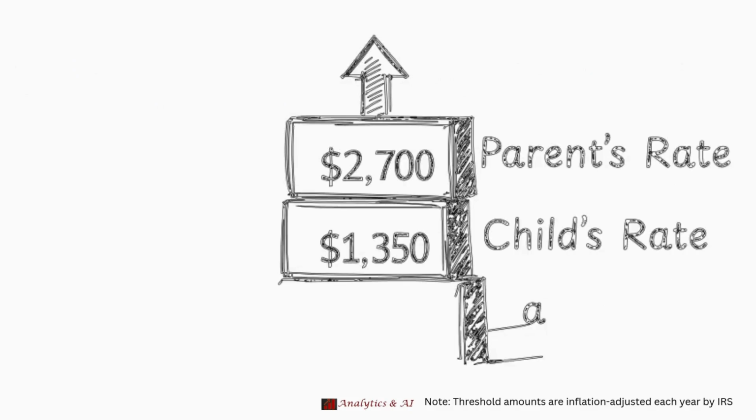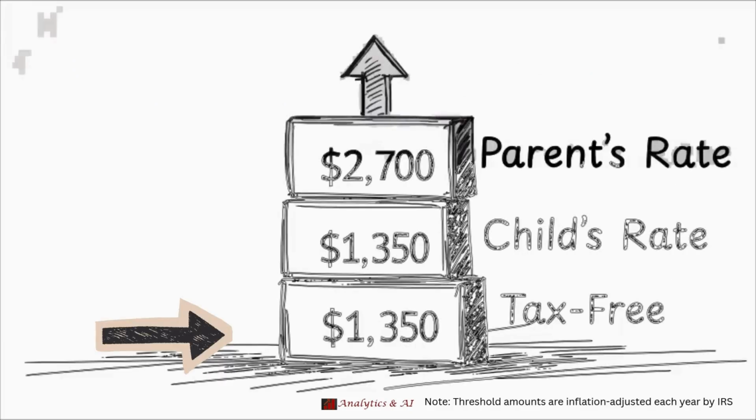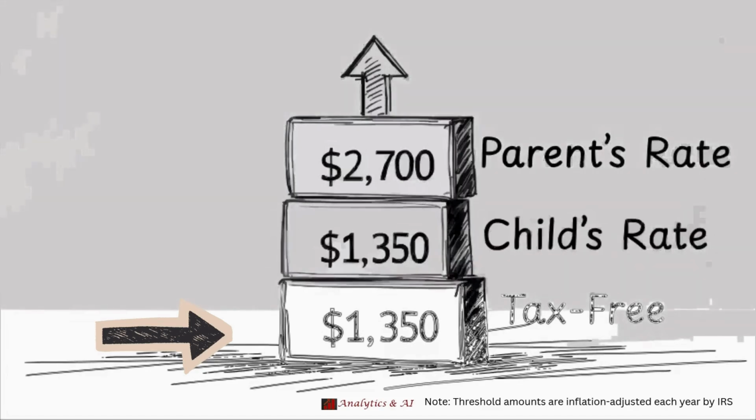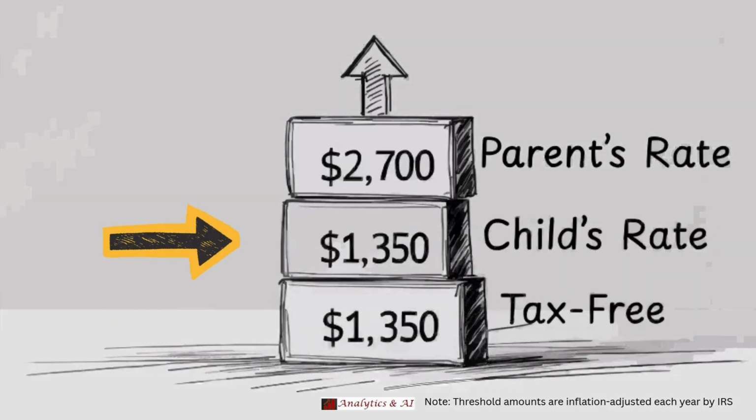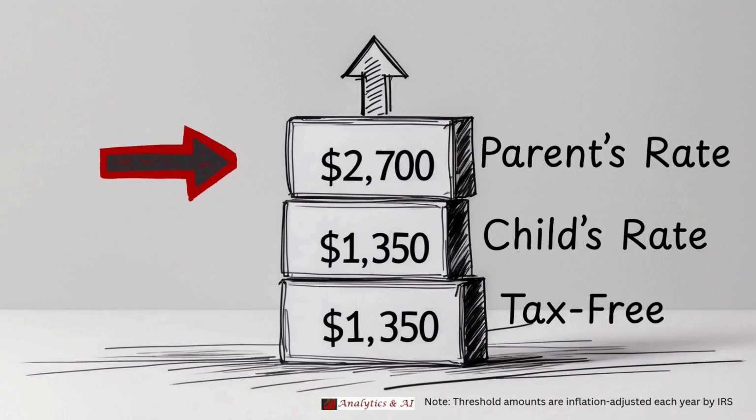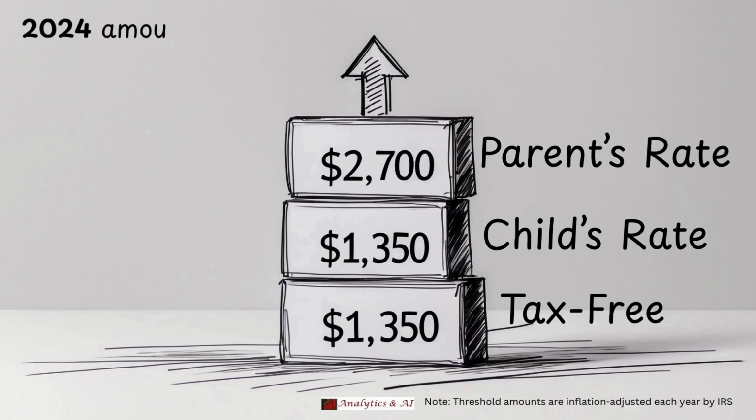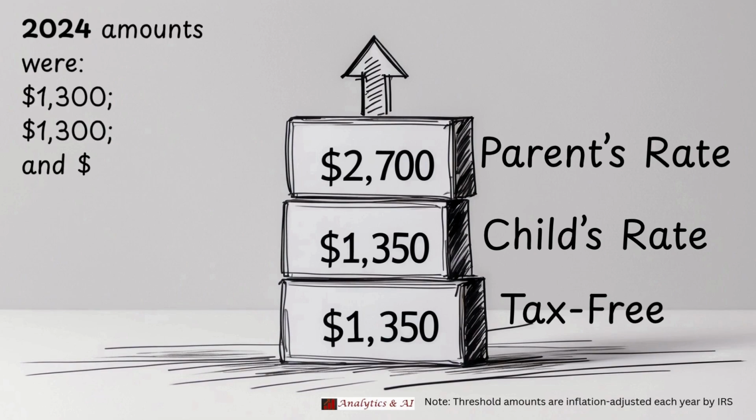The IRS adjusts the kiddie tax for inflation each year. For 2025, the first $1,350 of unearned income is tax-free. The next $1,350 is taxed at the child's rate. Anything over $2,700 is taxed at the parent's marginal tax rate. For comparison, 2024 amounts were $1,300, $1,300, and $2,600.